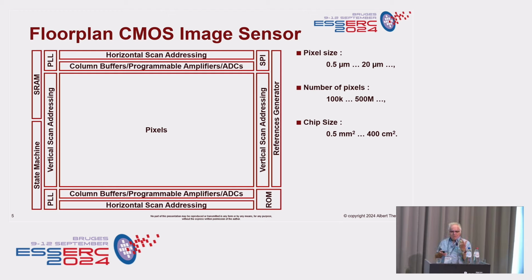But pixel numbers go up from 100,000, which is what we call a low number of pixels, up to 500 million. Samsung announced for the coming year, 2025, a mobile phone with 500 million pixels. What the hell can you do with 500 million pixels in your mobile phone?